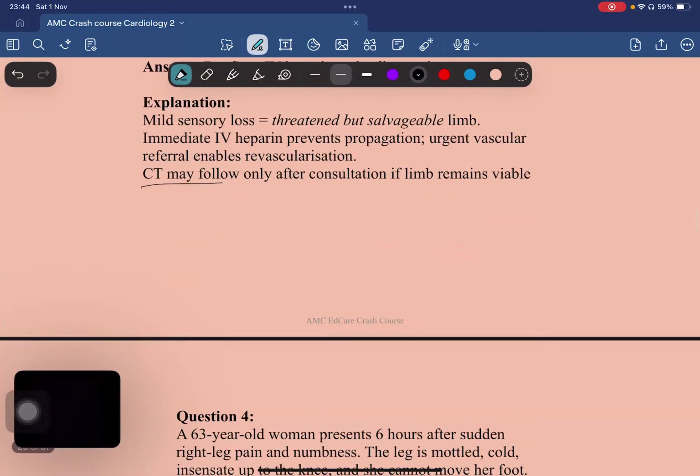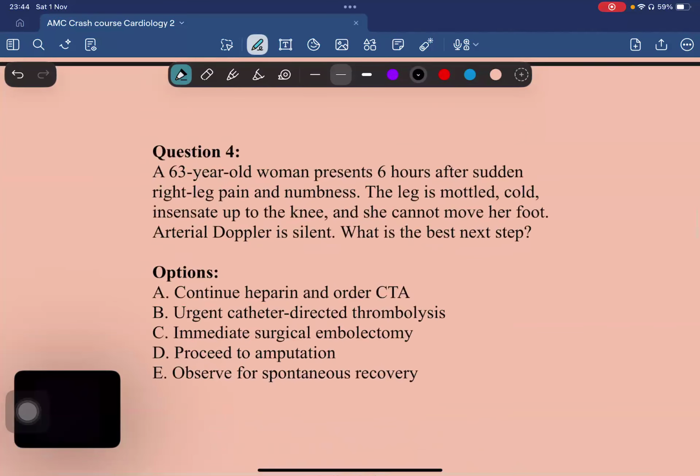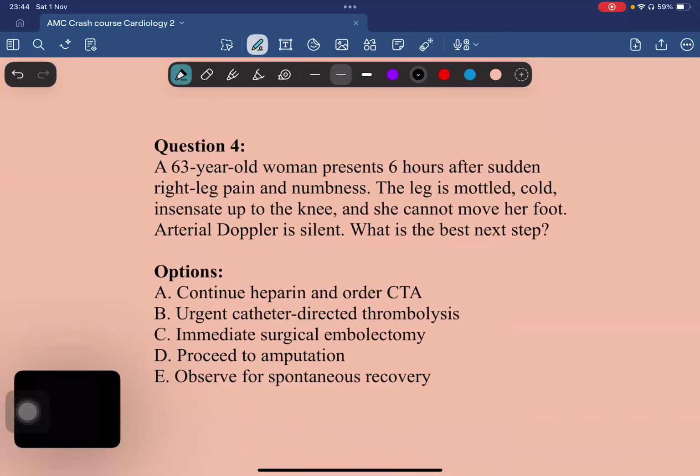Now, let's try to do this one as well. A 63-year-old woman presents 6 hours after sudden right leg pain and numbness. The leg is mottled, cold, insensate up to the knee, and she cannot move her foot. Arterial Doppler is silent. What is the best next step? That's what they're asking.